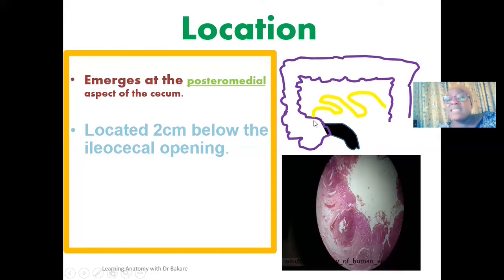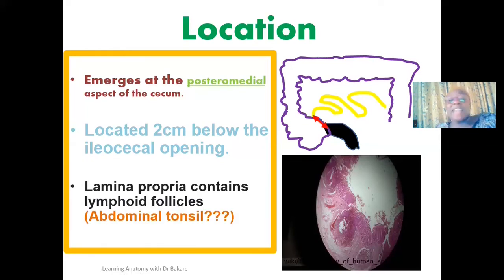So if you try to take the distance between the opening of the ileum and the emergence of the appendix, it is about 2 centimeters. So this is the region that is demarcated in red. So the distance between the opening of the ileum and the emergence of the appendix is about 2 centimeters.